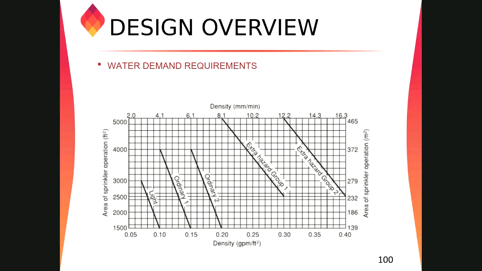Yes, very clear. Okay. And suppose that your building is only 1000 square feet under light hazard, so you don't have any option. You just consider the area of that building, because the minimum we have to consider in light hazard is 1500 square feet, but our building is only 1000 square feet. So just multiply the 1000 square feet by 0.10, and you will get the value for your system.